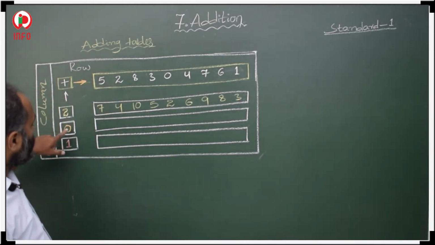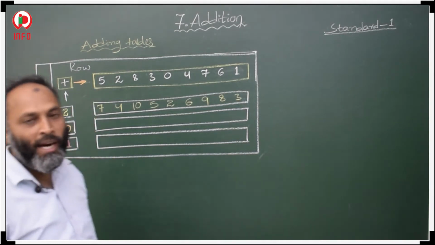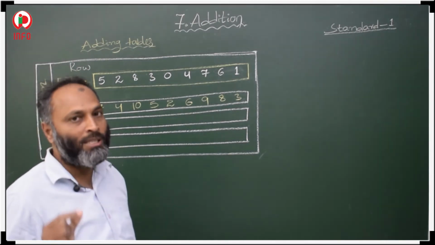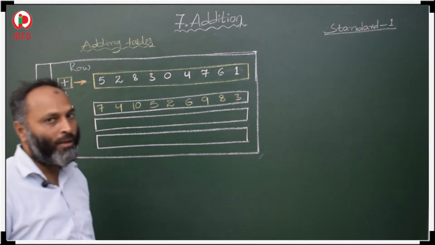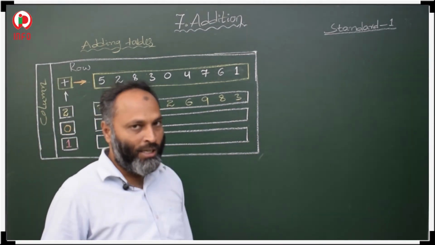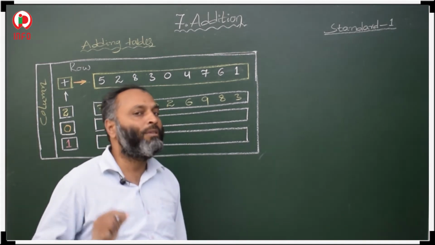Now we are going to add with 0. If any number is added with 0, then we will get the same number. This point you have to remember. Whenever a number is added with 0, we will get the number itself only. The same number we will get.